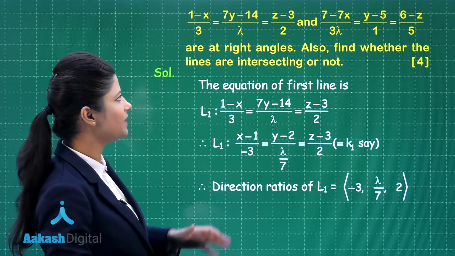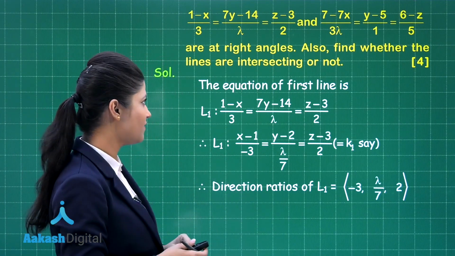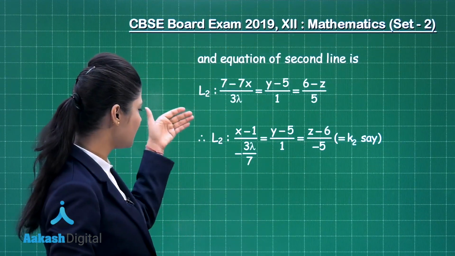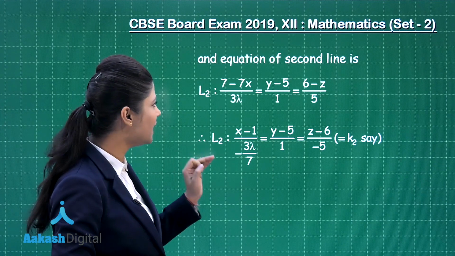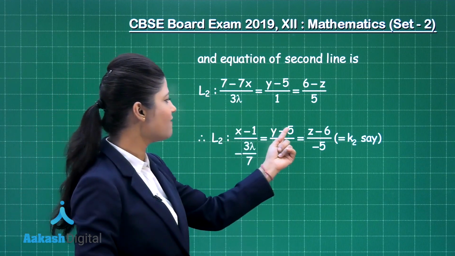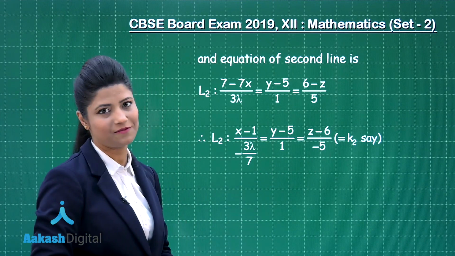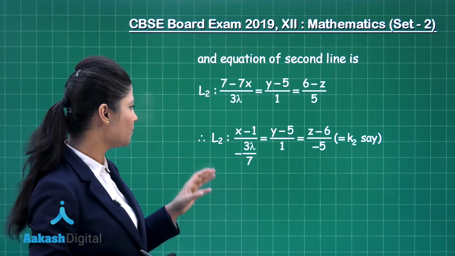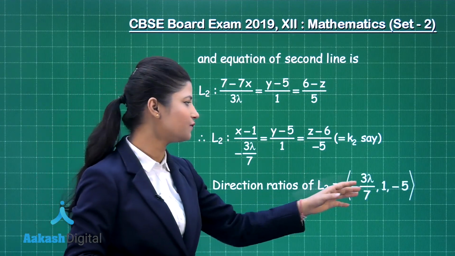In a similar manner, we have the second equation (7 minus 7x) upon 3 lambda equal to (y minus 5) upon 1, which is further equal to (6 minus z) upon 5. Let us represent the second equation, that is L2, in the standard form. It gives me (x minus 1) upon (minus 3 lambda by 7). Here I have taken minus 7 common from the numerator. Here I have (y minus 5) upon 1, and on taking minus 1 common, I get (z minus 6) upon minus 5. Now let us consider this is all equal to k2. So I get the required direction ratios for L2 as minus 3 lambda by 7, 1 and minus 5. So these are the direction ratios for L2.